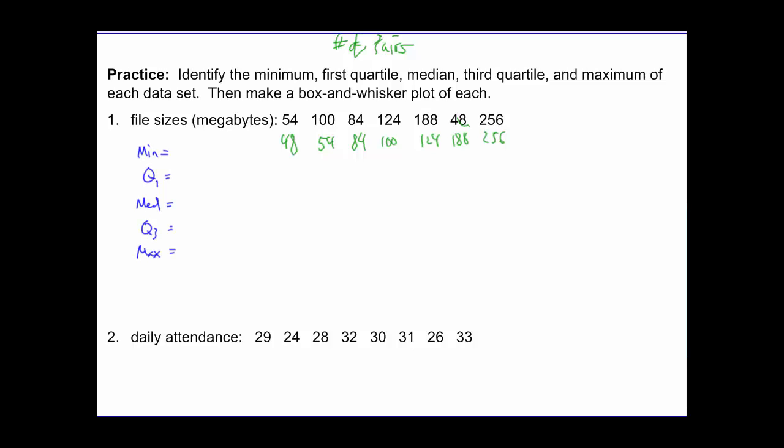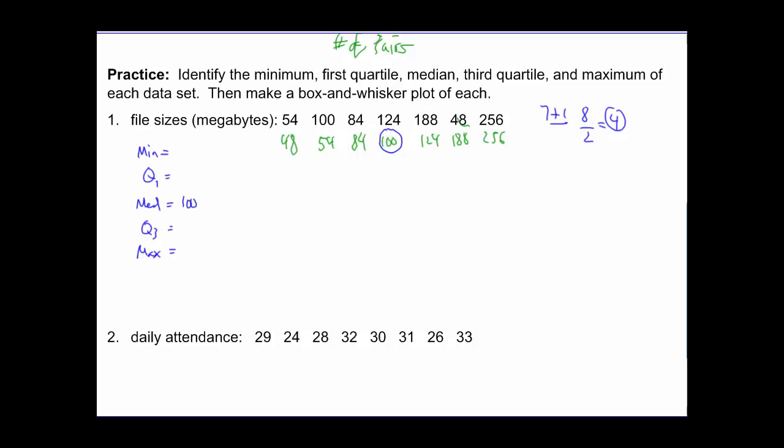Remember, if we start with the median, we know the median is the middle number. We have an odd data set with 7 points. To find the exact middle, if we don't want to count over, we can add 7 plus 1 to get 8, and 8 divided by 2 is 4. So the fourth number from left to right should be the median. If we go to the fourth number, we see that 100 is our median. Now we're going to find Q1.